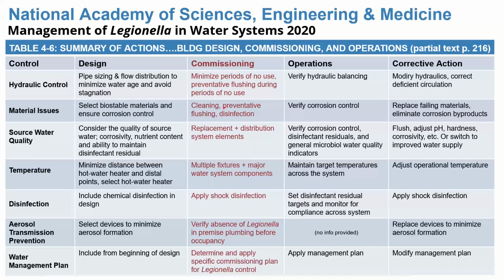What I like about this chart is they do talk about operations as the main function, but they group it in conjunction with there should be a design process, there should be a commissioning process we're talking about today. Then you operate the building and then you do corrective action. So it's a system that you're working within for the water management program. In this document, they do talk about creating aspects of this program or understanding them in design, but here they talk about verifying the absence of Legionella in premise plumbing before occupancy.